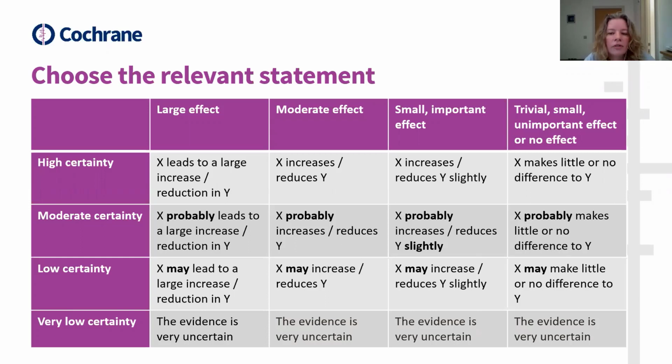However, if you think your audience do need to know about the size of the effect, you could use the terms for low certainty evidence. So for example, if you thought it was a small important effect, you could say it may reduce the outcome, but the evidence is still very uncertain.